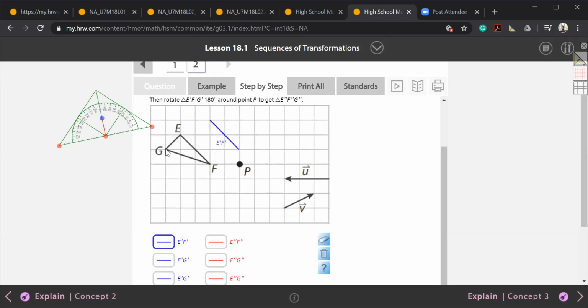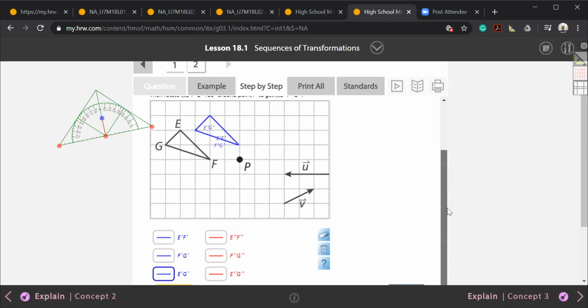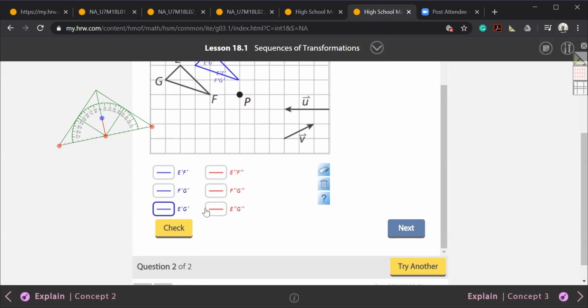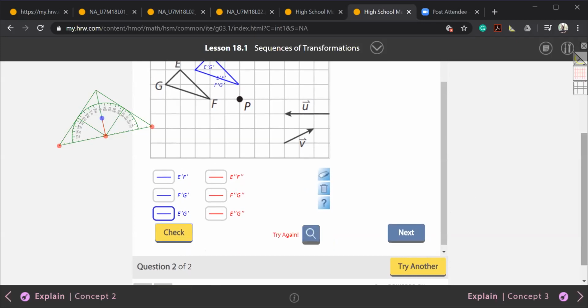What about G prime? Let's see, where is G? 1, 2, and 1. So G prime will be there. And then what about EG? For EG, it should be like this. I think that, try again. Yes, I'm sure.